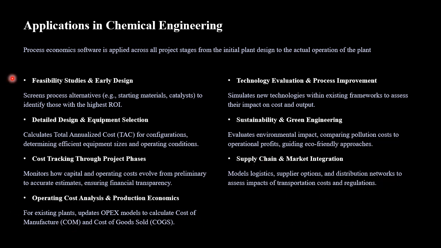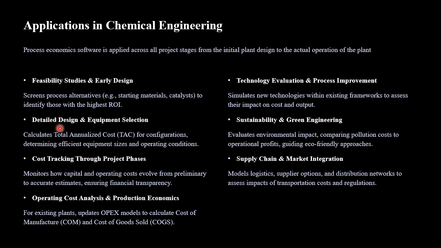Beginning with the feasibility studies and early design, process economic software is able to screen the different configurations for producing a particular product. So for instance, starting materials, catalysts, and many other factors. And then they're able to give the corresponding rate of return of all these different configurations. This ability leads through to the second stage, that is the detailed design and equipment selection.